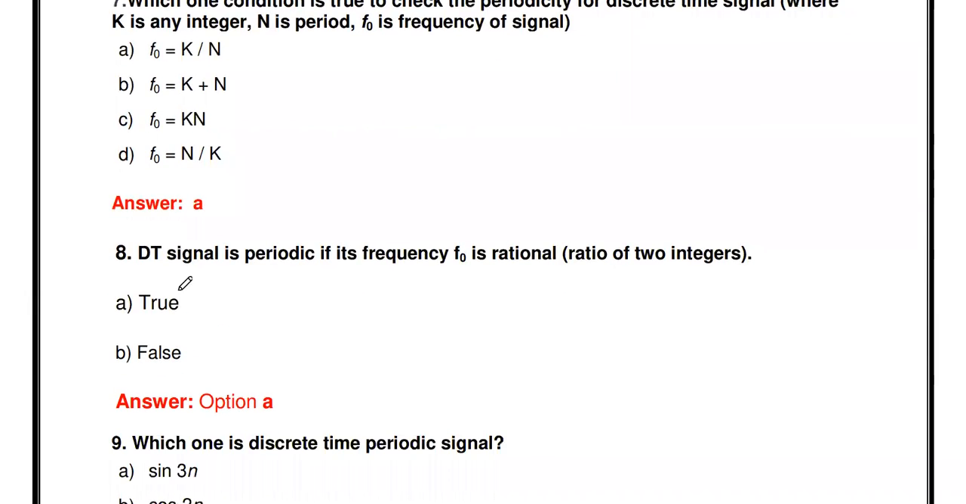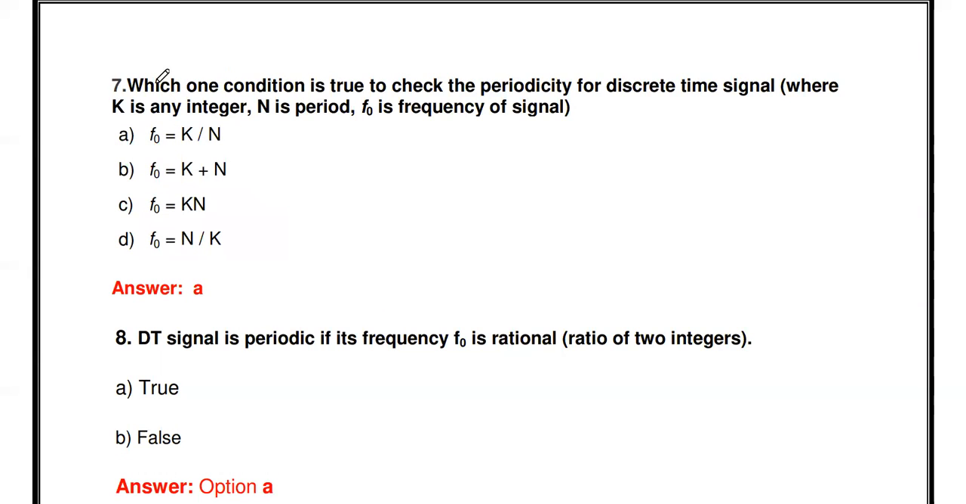Then the next question: which condition is true to check the periodicity for a discrete time signal? Where k is any integer, n is the period, f naught is the frequency of the signal. If one discrete time signal x of n is there, what is the condition to check the periodicity? The frequency f naught should be the ratio of k divided by n. Here the options are f naught equal to k plus n, f naught equal to k into n, f naught equal to n by k.